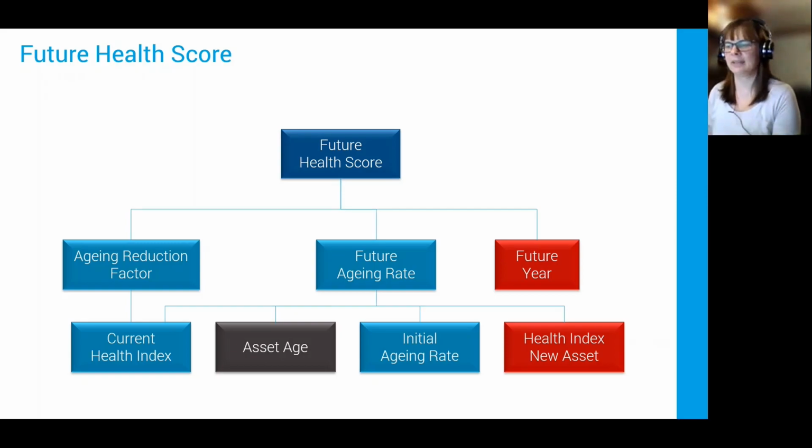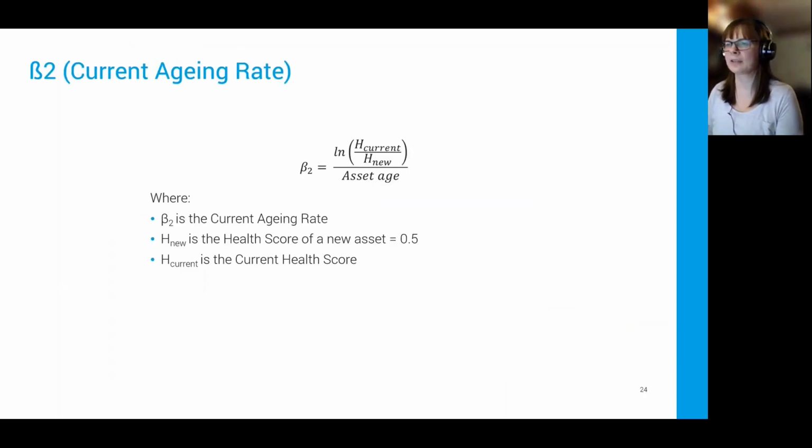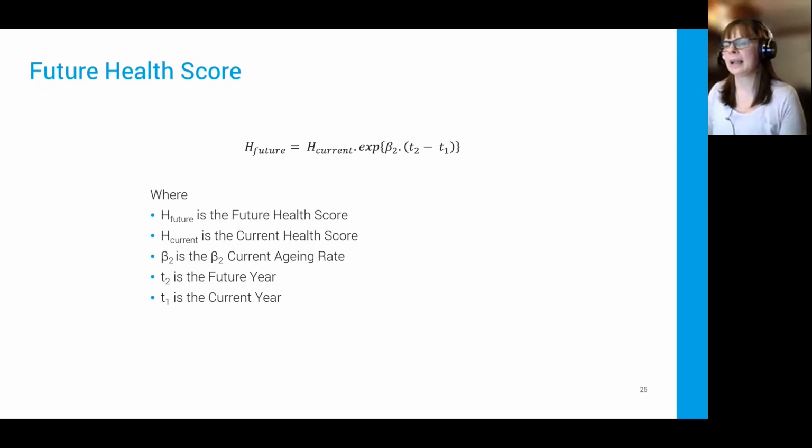So we take in the current health index, the age, and the initial ageing rate, and we use that to create the future health score. And I've got a formula for that as well. So B2, current ageing rate. Again, we're just using this quite simple function, and we've put the different parameters of the function in there, which we've already seen. And then the future health score uses that B2 value, so that current ageing rate, and ages that asset into the future, using the exponential function.